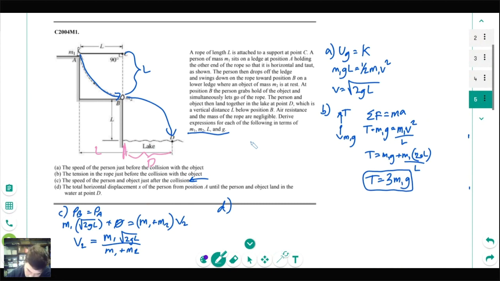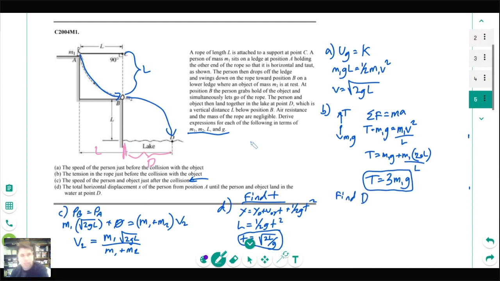So part one, we want to find time. We're going to use y equals y naught plus v naught y t plus 1/2 g t squared. We have to fall the distance of L. We aren't moving at the beginning vertically. All our motion's horizontal, so that's easy. That's just 1/2 g t squared. T is the square root of 2L over G. And there's our time.